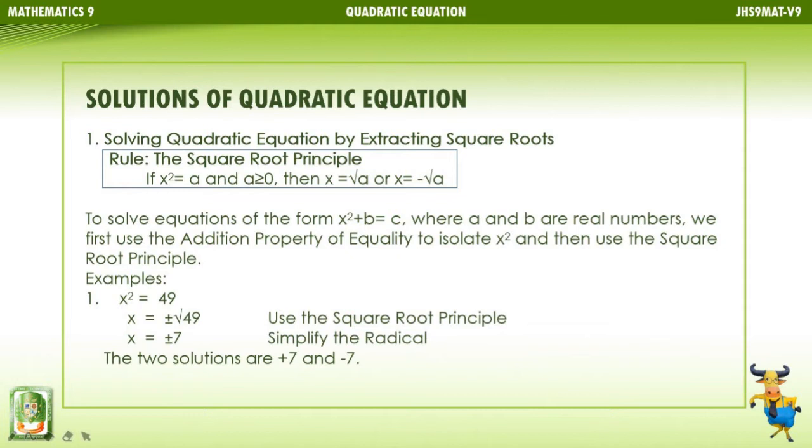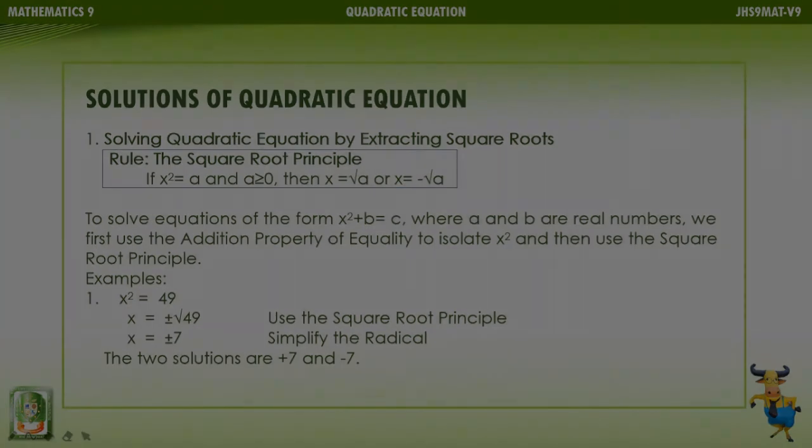Examples: x squared equals 49. X equals positive negative square root of 49, use the square root principle. X equals positive negative 7, simplify the radical. The two solutions are positive 7 and negative 7.